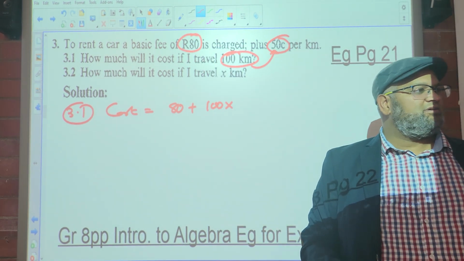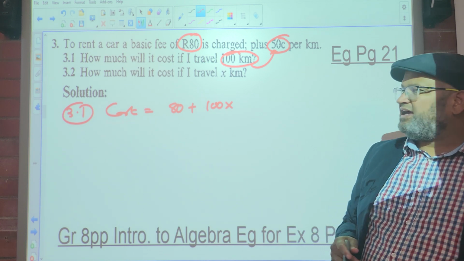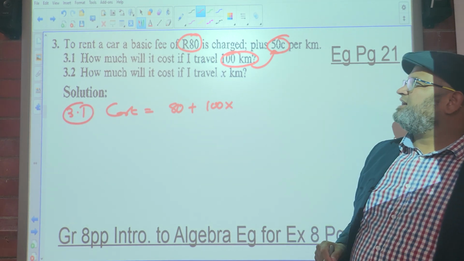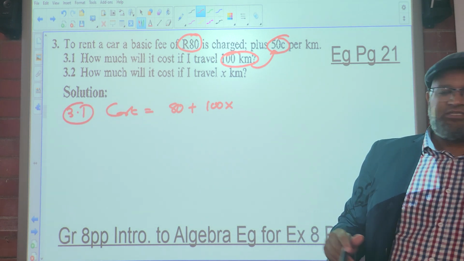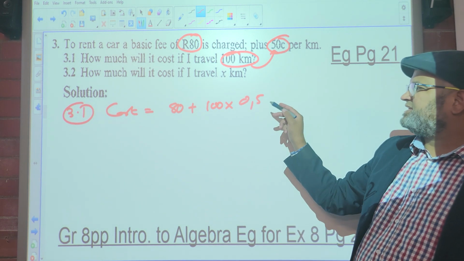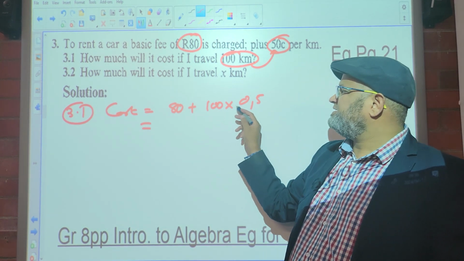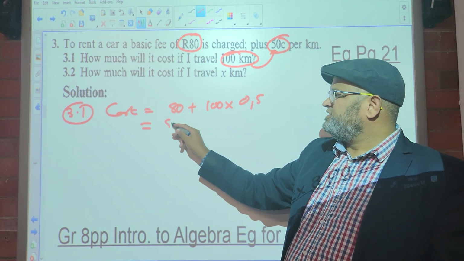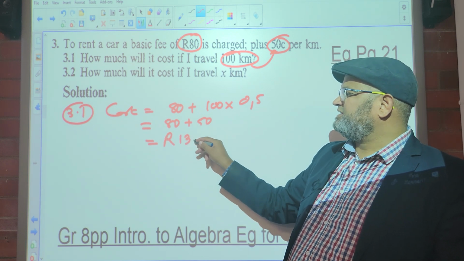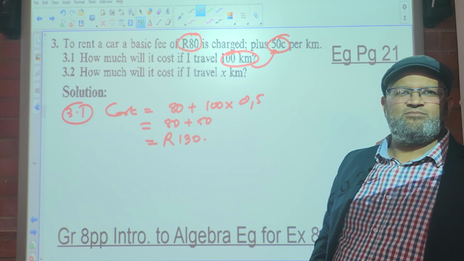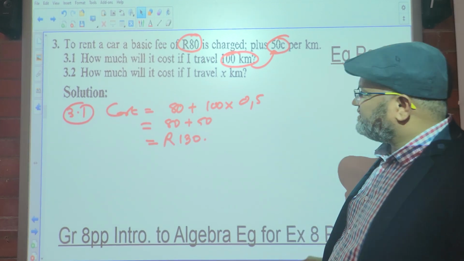So what must I do? Change it to rands. So how much is 50 cents in terms of rands? 0.5, which is half basically. What's a half of 100? 50. So it's 80 plus 50, which is 130. Okay.